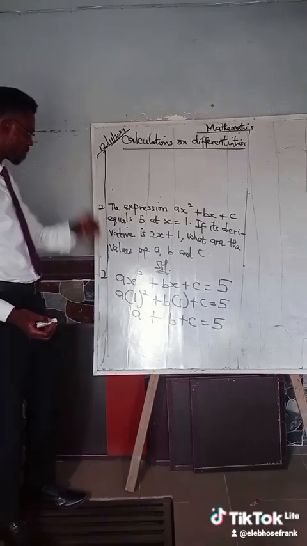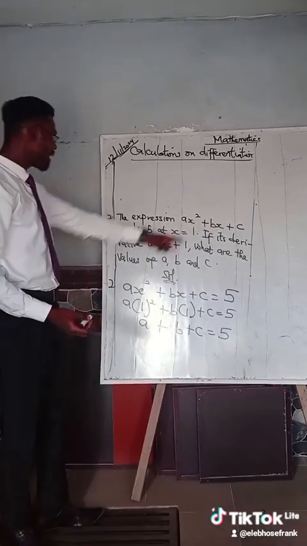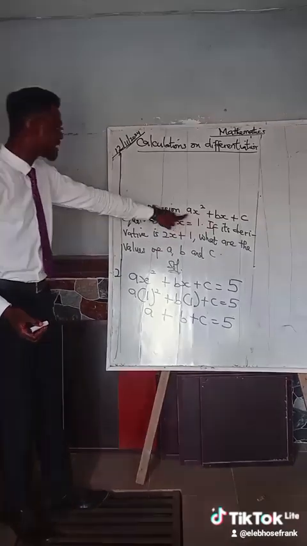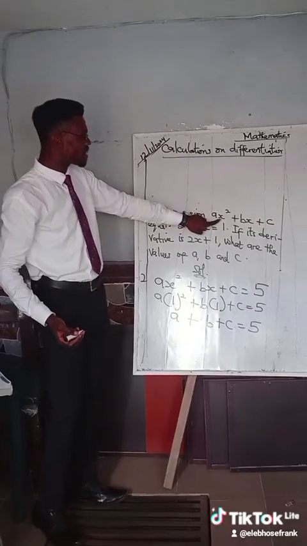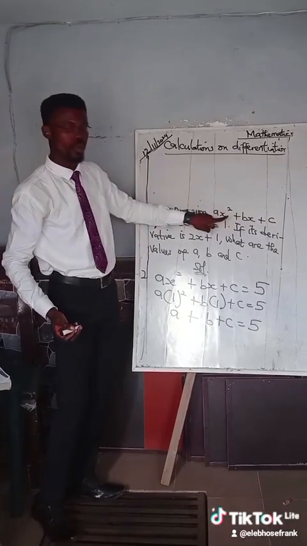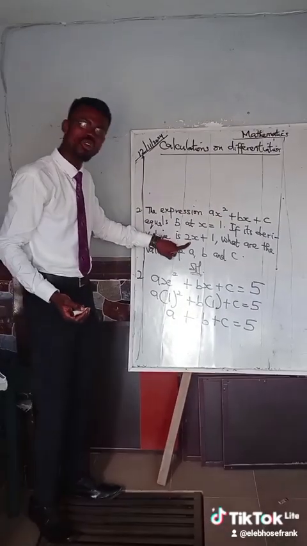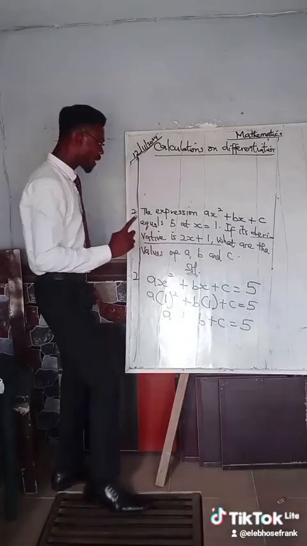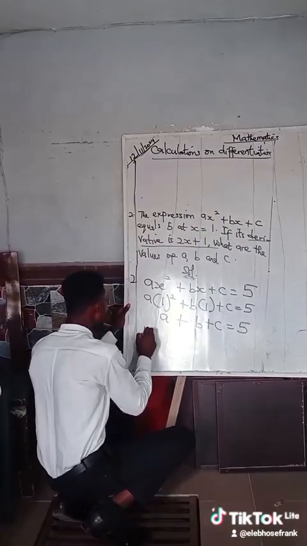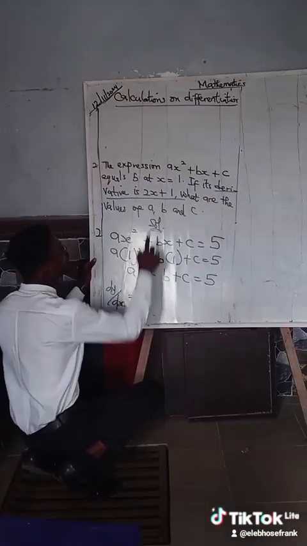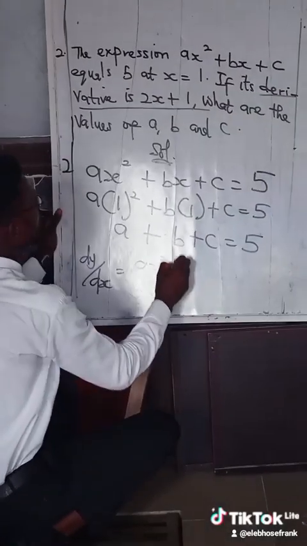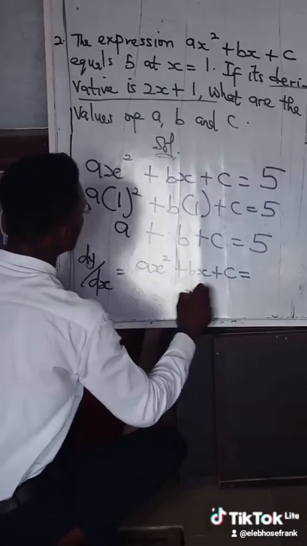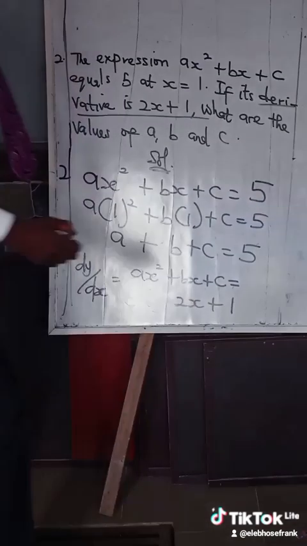Alright? Now, its derivative is 2x plus 1. Derivative means that if I differentiate ax squared plus bx plus c with respect to x, they are telling us that the answer is 2x plus 1. That's what we mean by derivative. So dy/dx of ax squared plus bx plus c is to give us what? 2x plus 1. Alright? Now, first things first, we have to differentiate that.